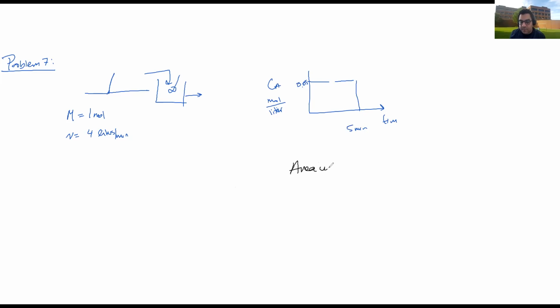So the area under the curve, let's call it curve, it's consistent. So the area under the curve on this side is equal to 0.05 multiplied by 5, and this is 0.25. What are the units? Moles per minute per liter, right? So it's just moles per liter multiplied by minute.